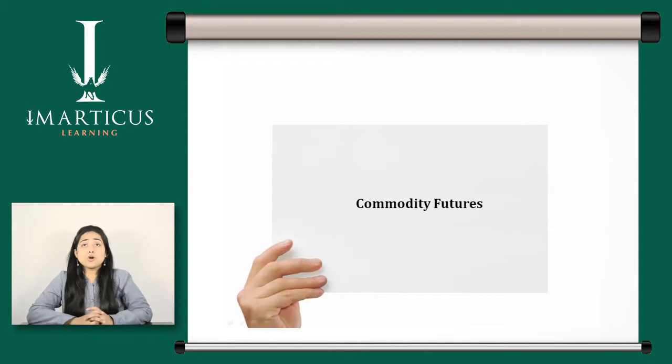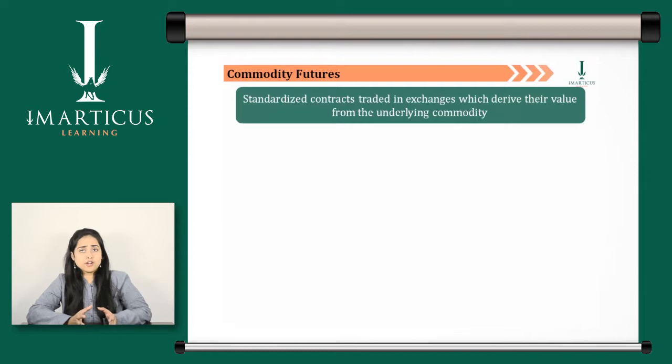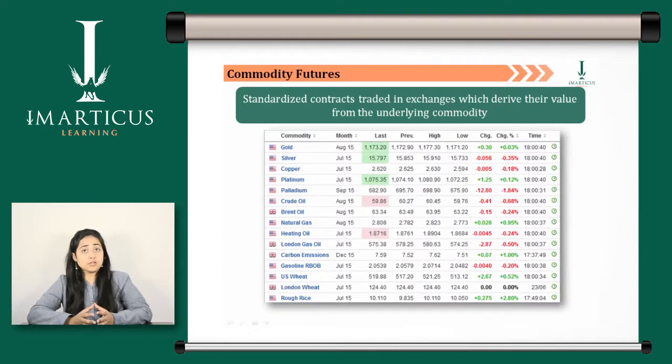Moving on to commodity futures. Commodity futures are standardized contracts traded on exchanges. They derive their value from the price of the underlying commodity. A snapshot of the commodity market here shows various commodities such as gold, silver, copper, platinum, wheat, and rough rice being traded. It is worth noting that all commodities don't settle on a monthly basis. For instance, here the gold future has a settlement date of August while silver has July as its next settlement date.